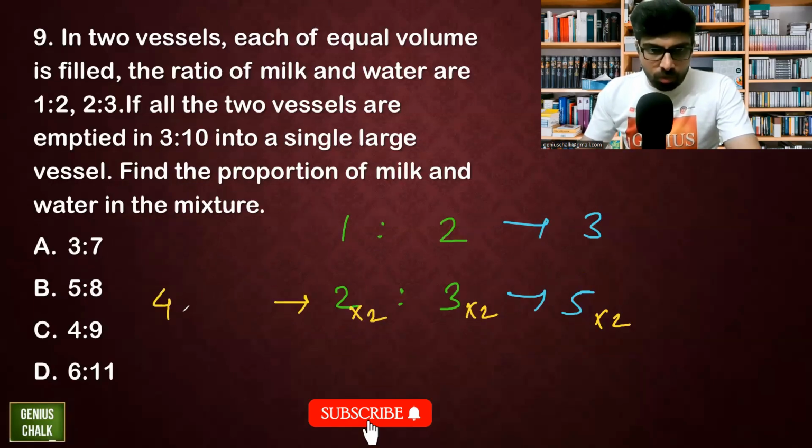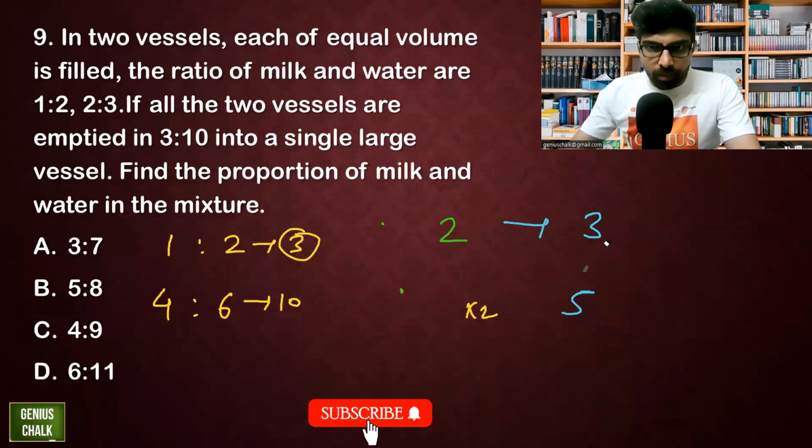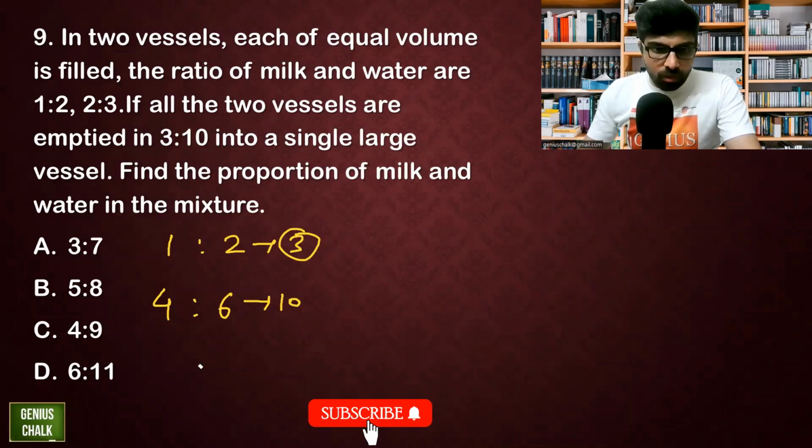This becomes 4:6 and it is 1:2. So this was total 3 and this is total 10. We can see that they are mixed in the ratio of 3:10, right? Now milk will add with milk and water will add with water.